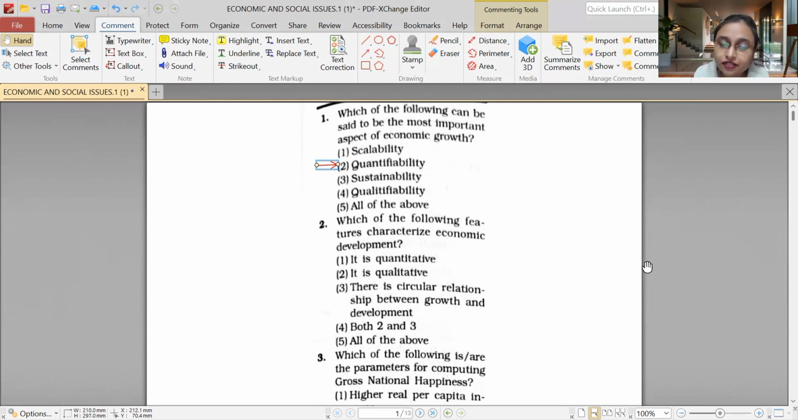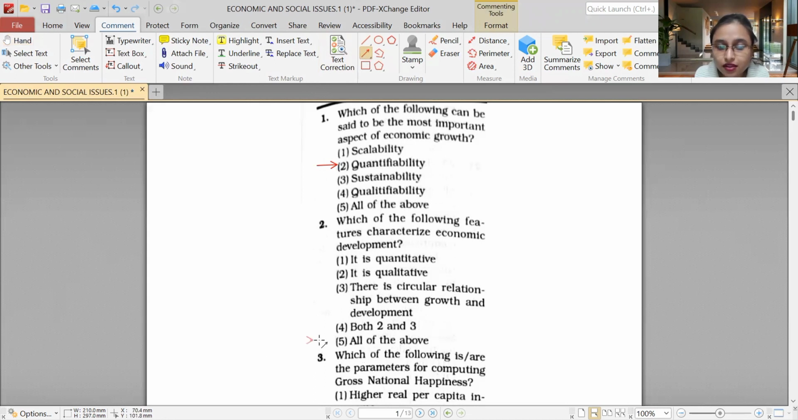We are saying quantitative, qualitative. Along with that, we are trying to establish the growth and development relationship. On one side, if we have a lot of growth, but on the other side we are not having development, that does not contribute to economic development. So in that way, the three options are correct: quantitative, qualitative, and a circular relationship between growth and development. Since all three are correct, we will choose option number 5, all of the above. Option number 5 is the correct answer.